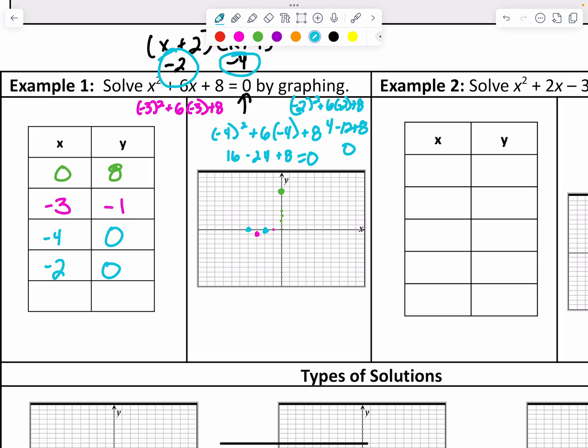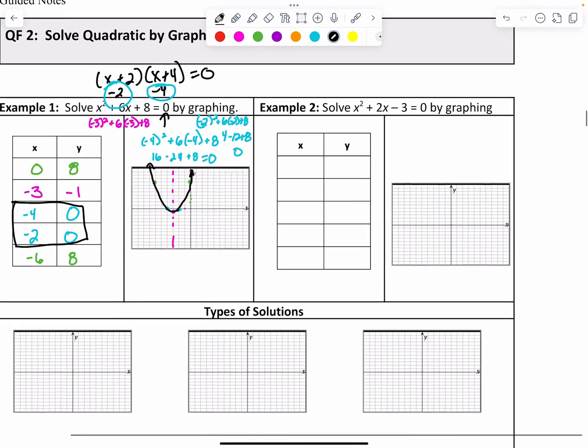Okay, my axis of symmetry is right along here. So since my y-intercept is 3 to the right, I know I have this point 3 to the left, which is at negative 6, 8. And now I can make my parabola. And I did some extra work in here because all I'm doing is trying to solve by graphing, which means I'm looking for the x-intercepts, which I have right here.